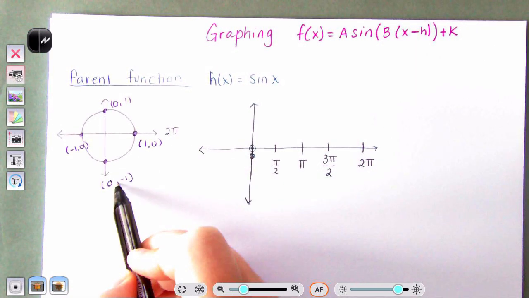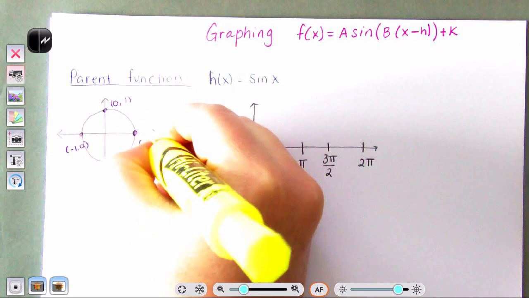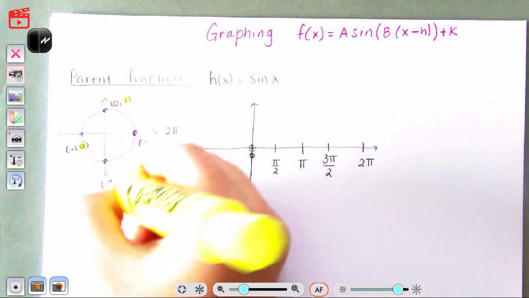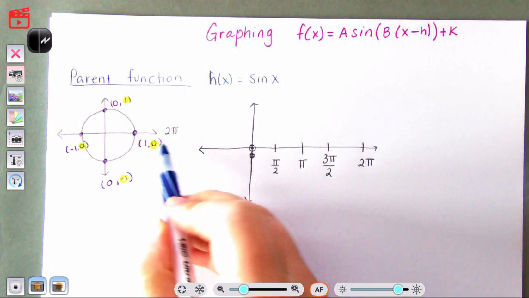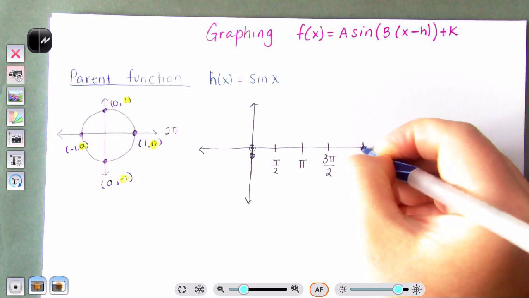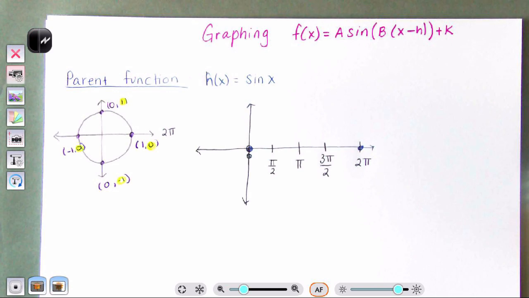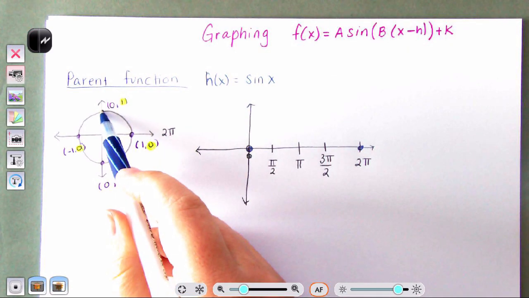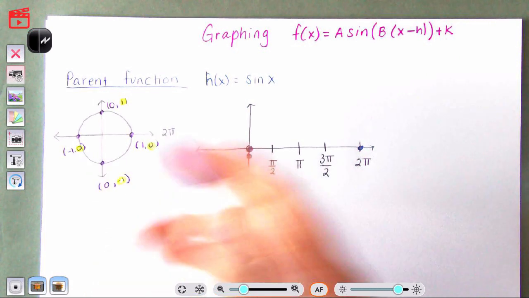So like I said, these 4 are important. Since we're graphing sine, we want to focus on our sine value. Again, sine is in the y spot. So this is our sine, sine, sine, and sine. Sine of 2 pi is 0. So that means sine of 0 is also 0. We have sine of 180, or sine of pi, is also 0.